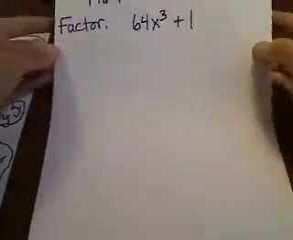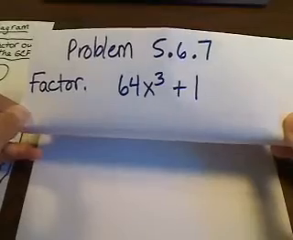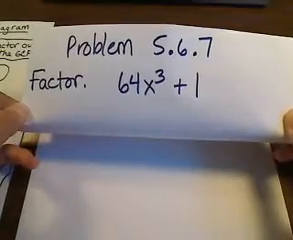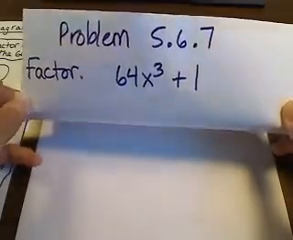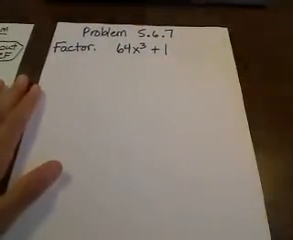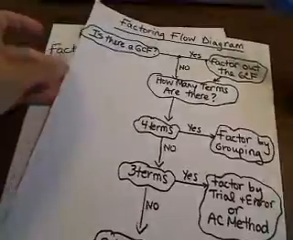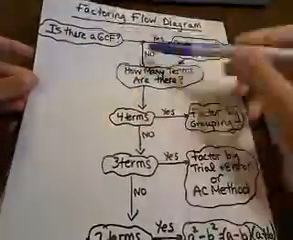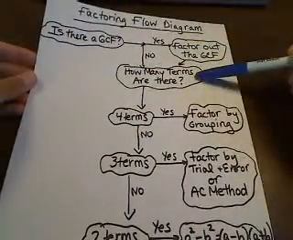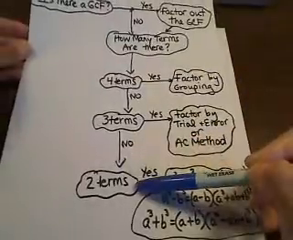Okay, so this is problem 5.6.7. They ask us to factor 64x cubed plus 1. And so again, we're always looking for a greatest common factor using your factoring flow diagram. Is there a greatest common factor? No. So we want to ask ourselves how many terms are there? And we go down and there's 2 terms in the problem.